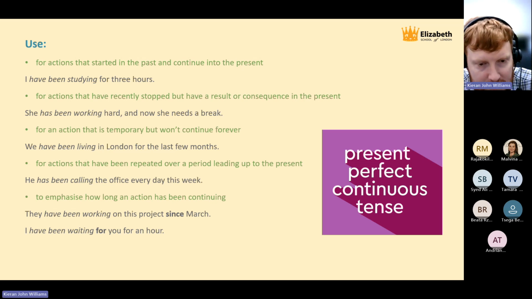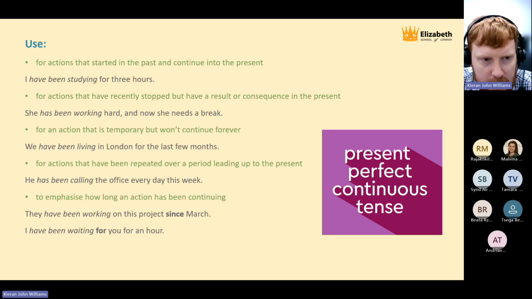Okay, and if you want to make it super obvious how long something has been happening for, then this is where you use present perfect continuous. Okay. They have been working since March. I have been waiting for you for an hour. Okay. So if it's important to you how long it is, you use present perfect continuous.